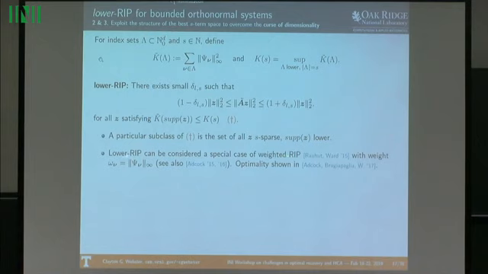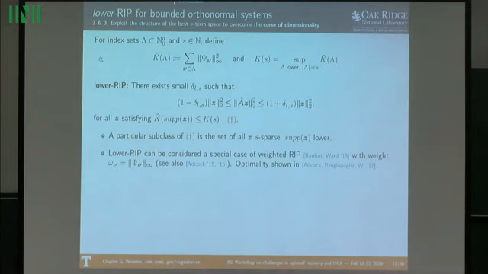And you can also think of this lower RIP as a very special case of this weighted RIP that was introduced by Rauhut and Ward in 15, the difference being that the lower RIP induces a very specific weight. In fact, it says that one should take the norm of the basis in L infinity. And coincidentally, this is why Ben and I got involved with each other.